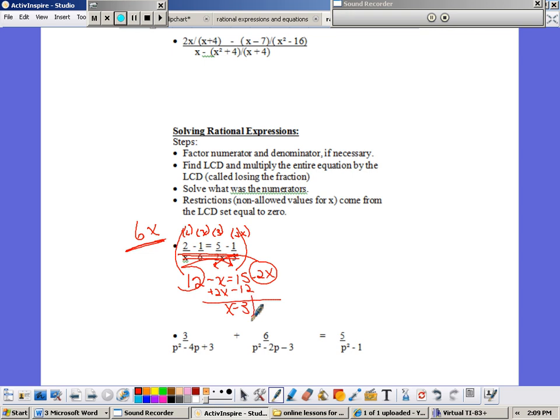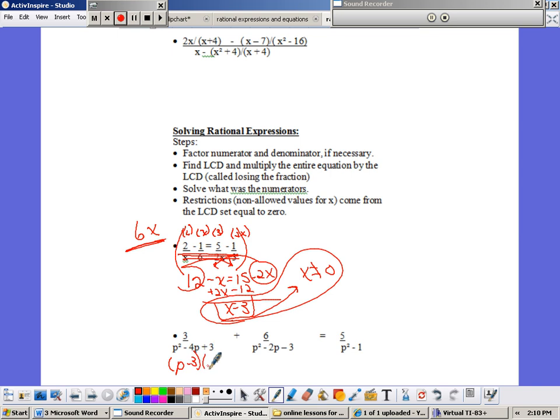x is 3. Now I did need to do my restrictions, but I didn't. This was 0. This was not a restriction. This was 0. That was a restriction. x is not 0, so this is an answer. Now, if it said x couldn't be 3 and I got x is 3, then I'd have to cross x plus 3 out and say no solution, unless another one was there too.